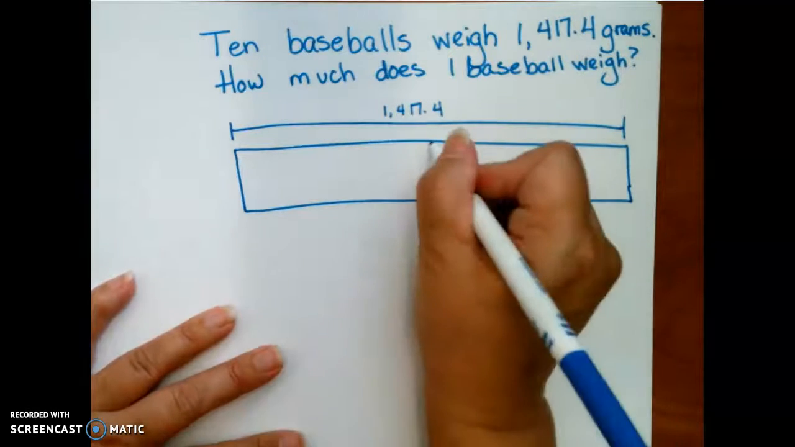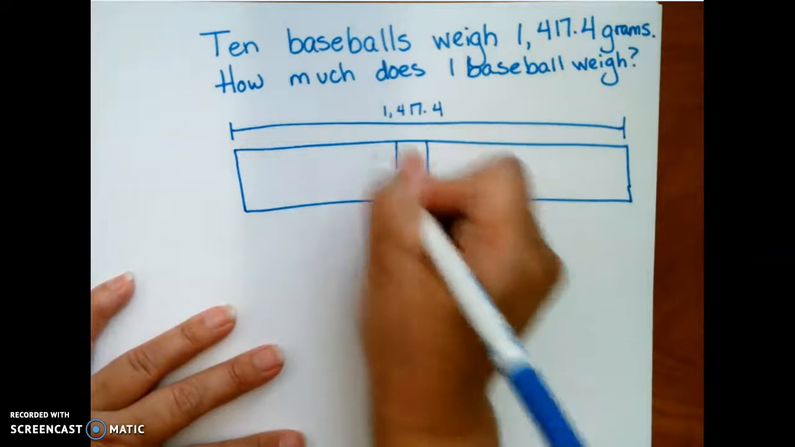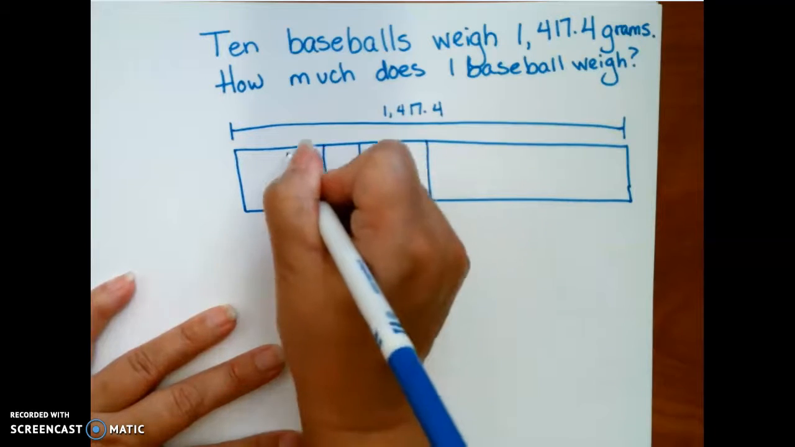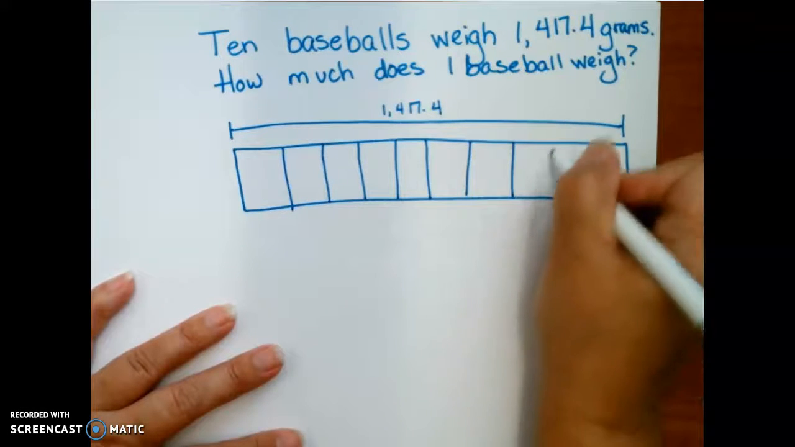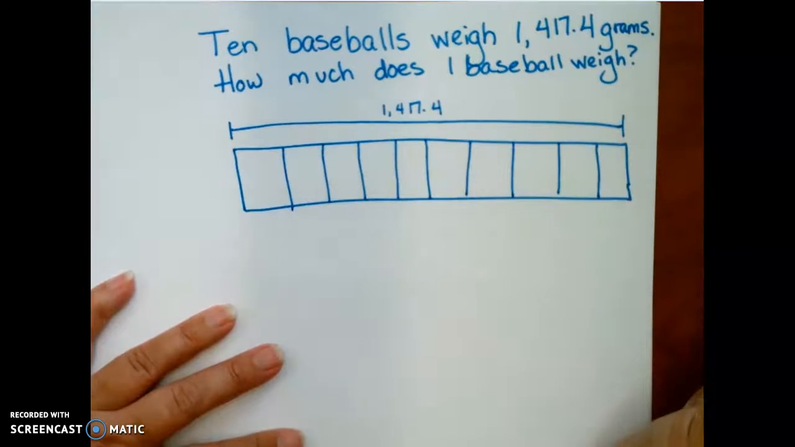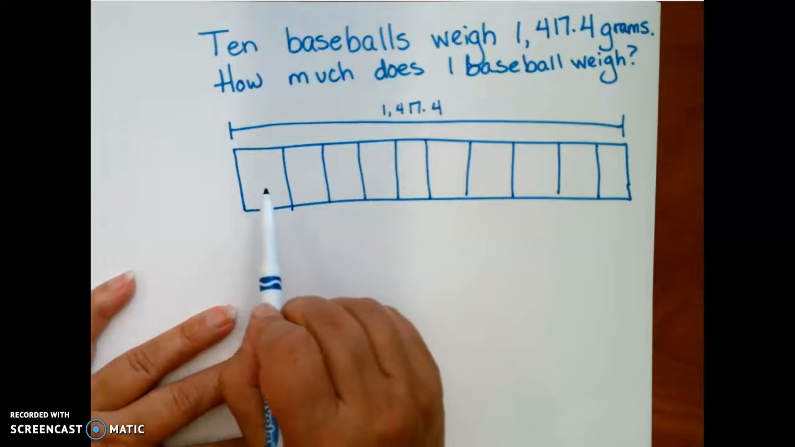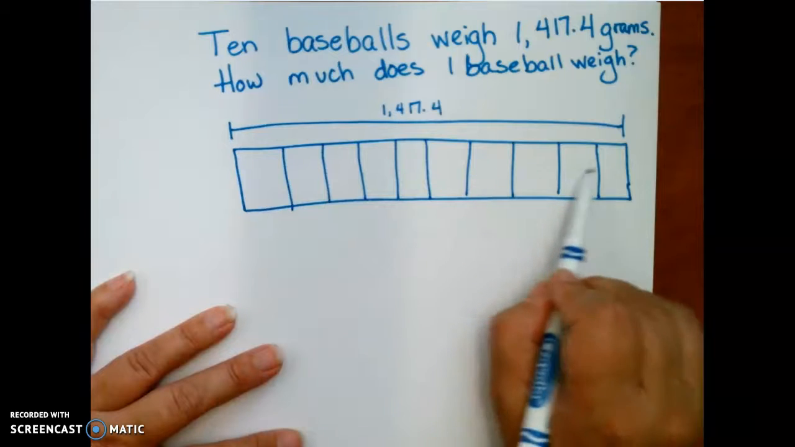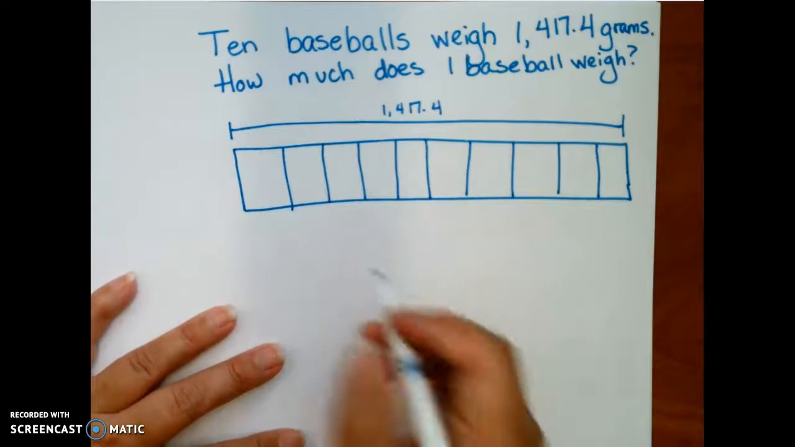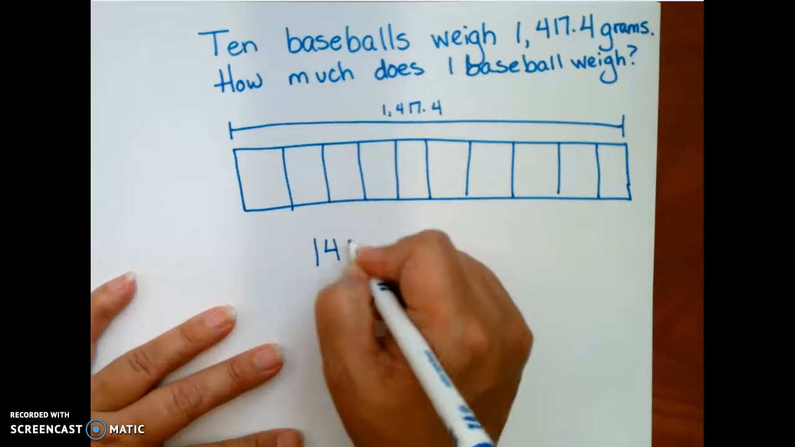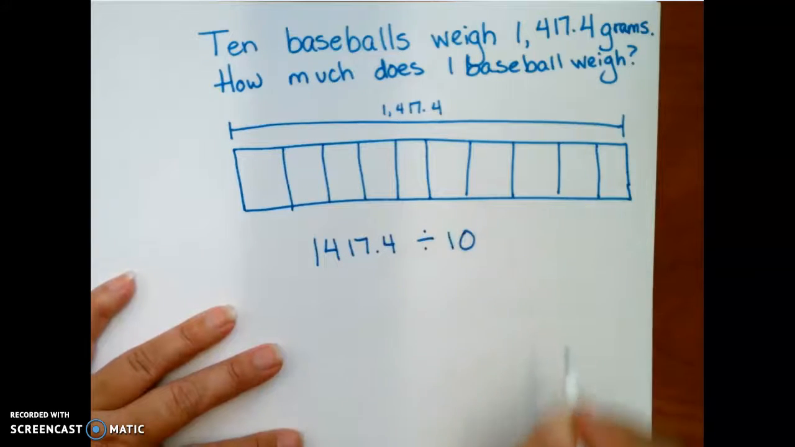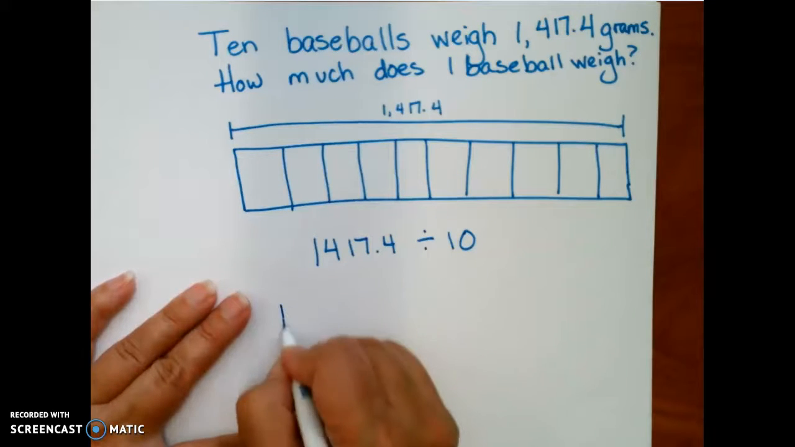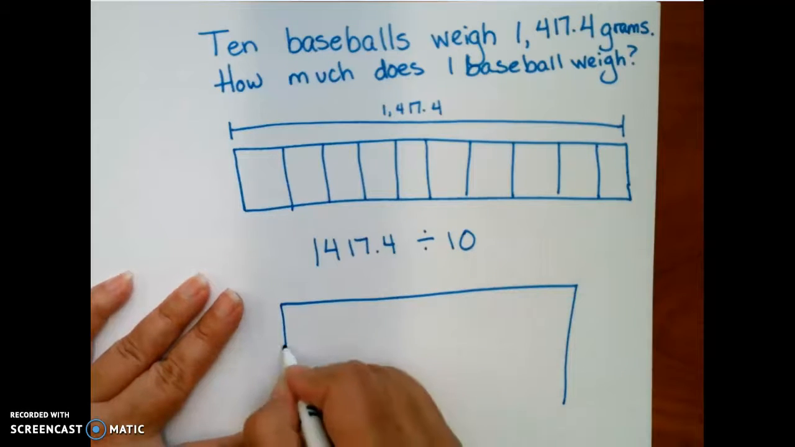I have 10. So I'm going to divide my bar into 10 pieces to show that I have 10 baseballs. So 10 pieces. Now, 1,417 4/10 divided by 10. I can put that on a place value chart to help me solve this problem. So my place value chart would look like this.